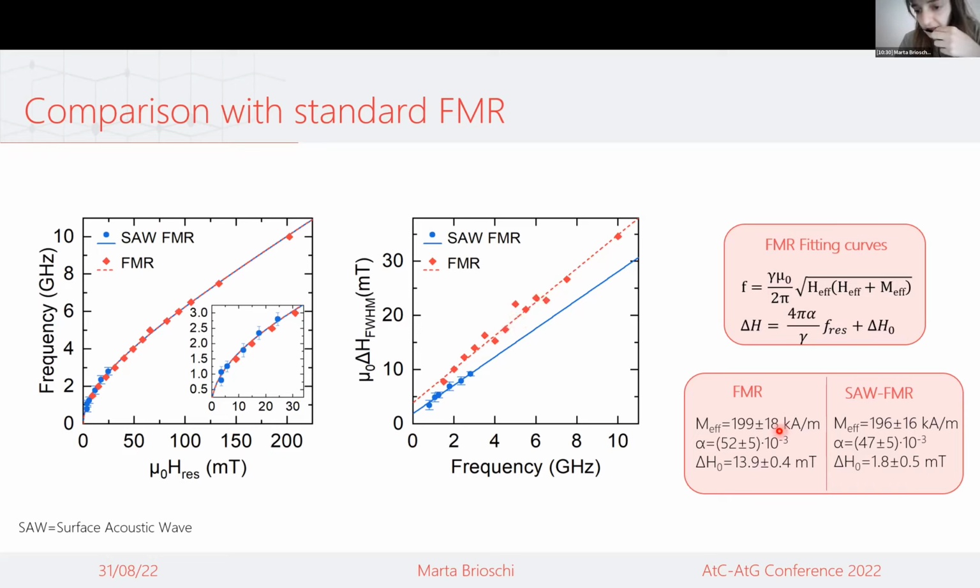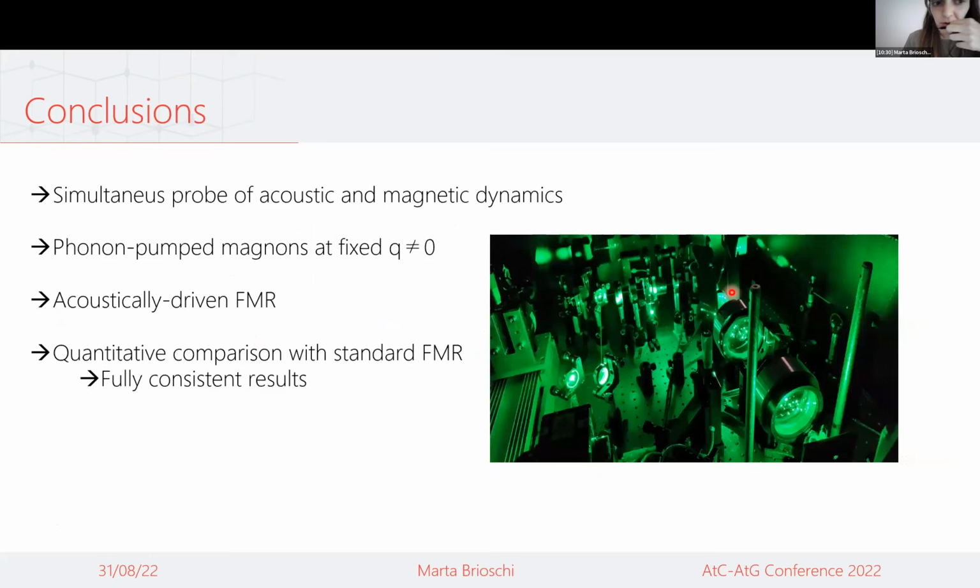So here you can see the numerical values that we were able to extract, and they are fully consistent within the two techniques. So to conclude, we were able to probe simultaneously the acoustic and magnetic dynamics by combining the transient grating spectroscopy and time-resolved Faraday polarimetry. With the transient grating spectroscopy, we generated surface acoustic waves that also excite spin waves at fixed wave vector. And by tuning the in-plane external field, we observed acoustically driven FMR. And then we also compared our results with the standard FMR, and we obtained fully consistent results.